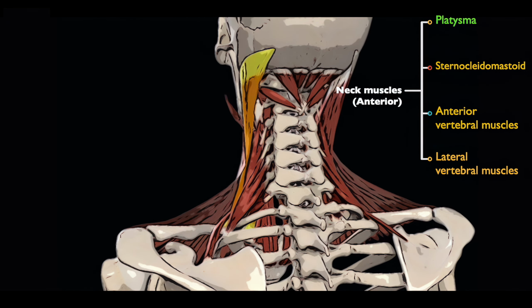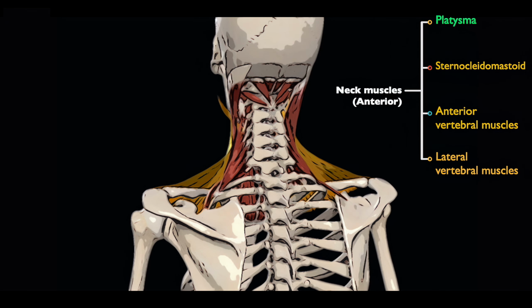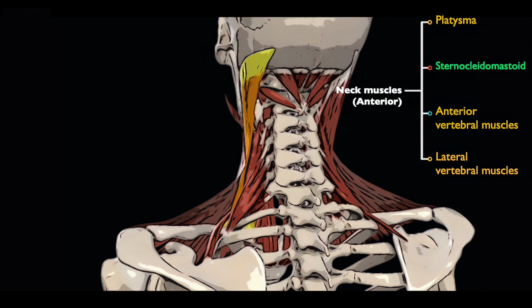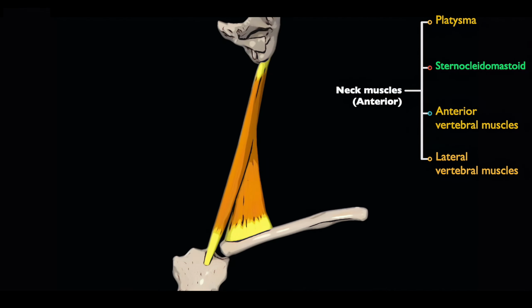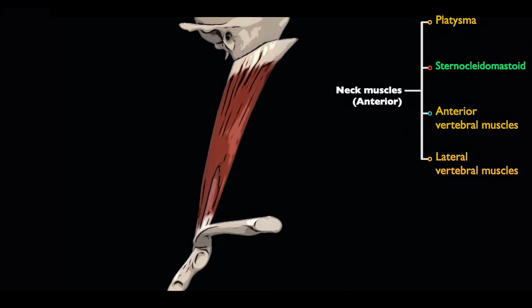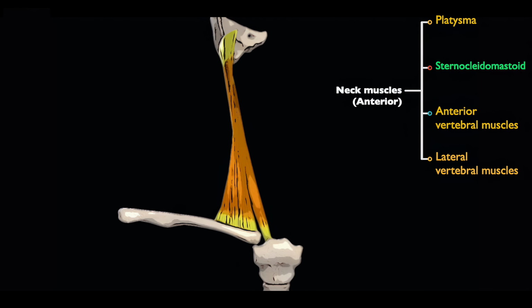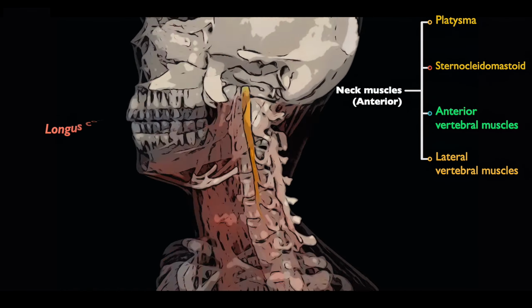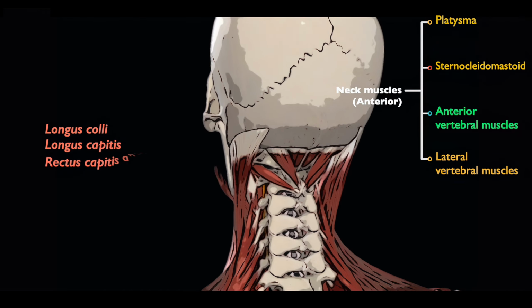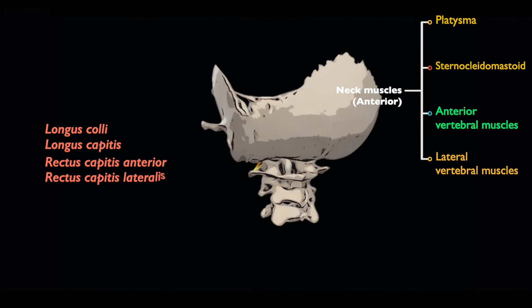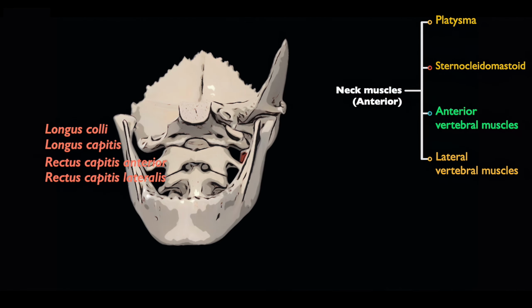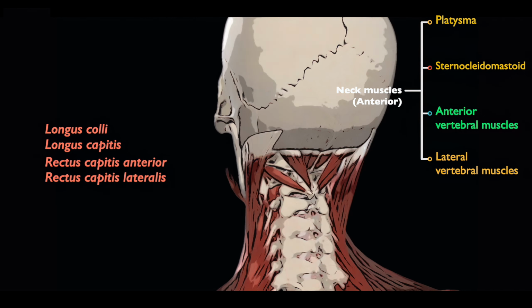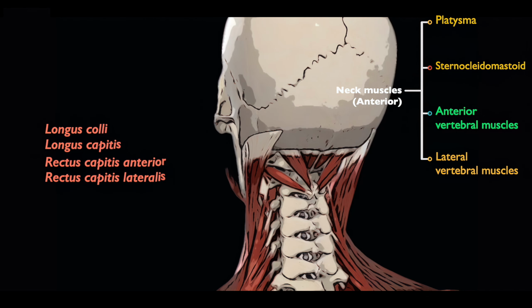The platysma is a broad, thin muscle that overlies the other muscles and neck structures and is involved in facial expression. The sternocleidomastoid arises from the sternum and the medial third of the clavicle and passes obliquely across the side of the neck to insert into the mastoid process. The anterior vertebral muscles include longus colli, longus capitis, rectus capitis anterior, and rectus capitis lateralis. These muscles assist the sternocleidomastoid in neck flexion, rotation, and lateral bending.